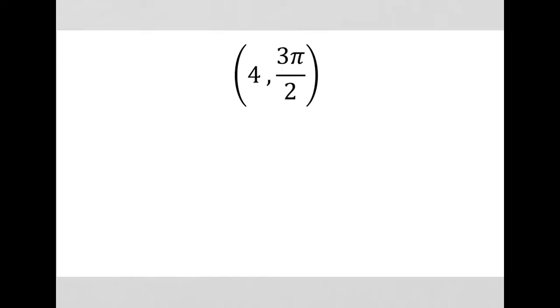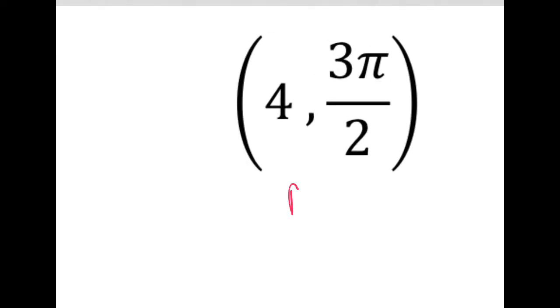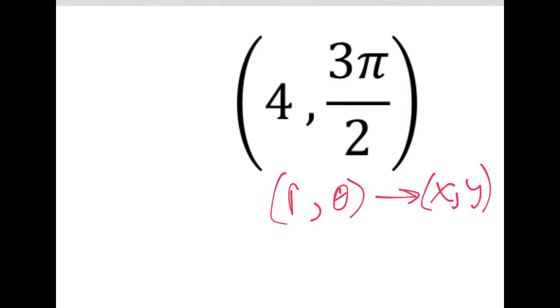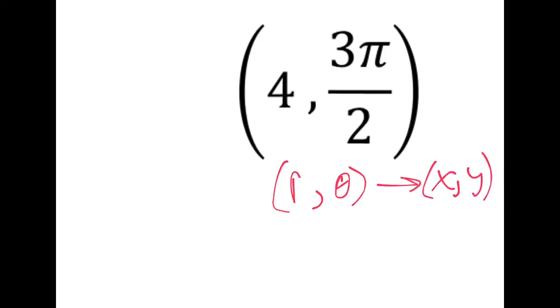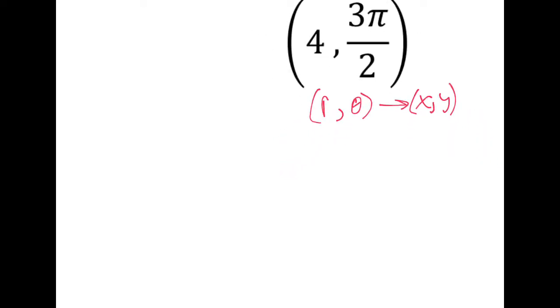We are dealing with a polar coordinate right here, r comma theta, and we want to take this polar coordinate and convert it into a Cartesian coordinate, x comma y. To do that is fairly straightforward. We need to remember 2 simple formulas.